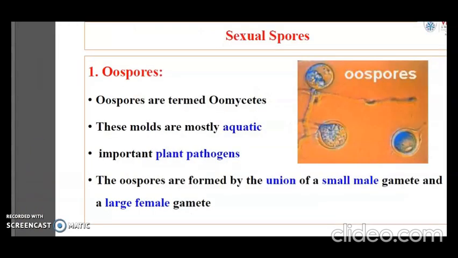The first one is the oospores. They are produced by oomycetes. These molds are mostly aquatic and important plant pathogens. The oospores are formed by the union of a small male gamete and a large female gamete.